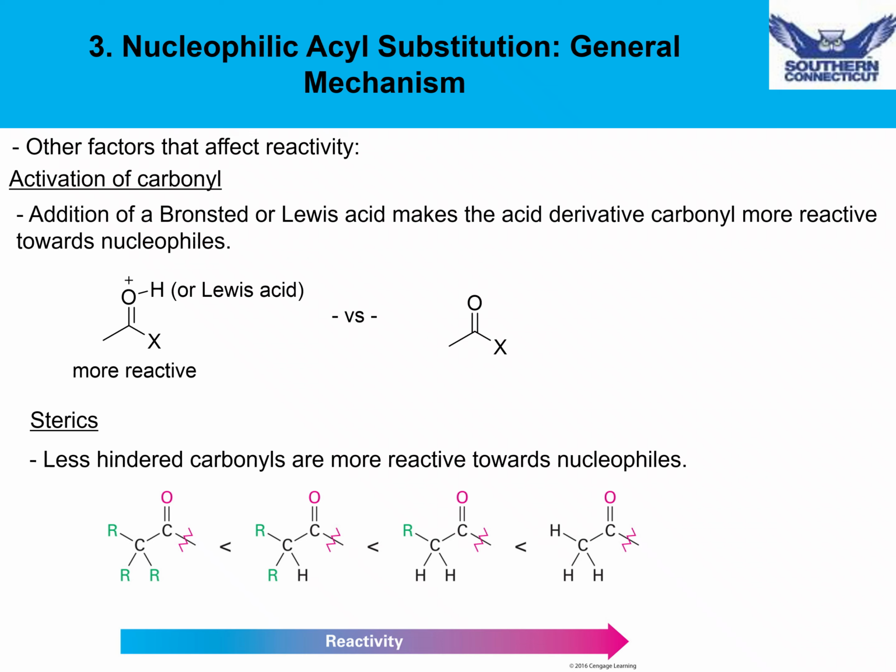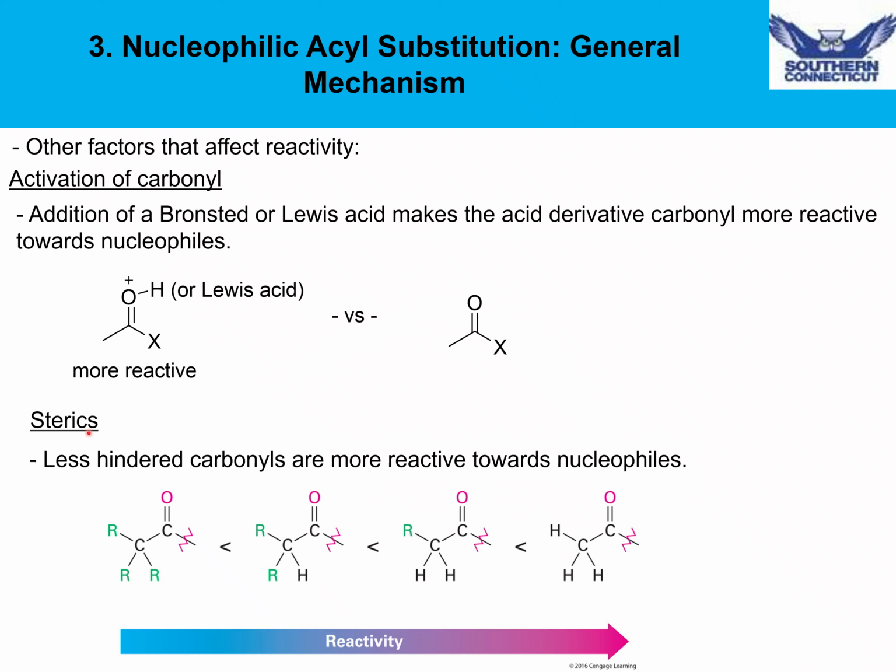a Bronsted acid. So in general, a Lewis acid or Bronsted acid will bond to the carbonyl oxygen and form an intermediate like this that has a positive charge on the oxygen. That makes this carbon of the carbonyl more electrophilic than without that activation, that bond to the Bronsted or the Lewis acid.